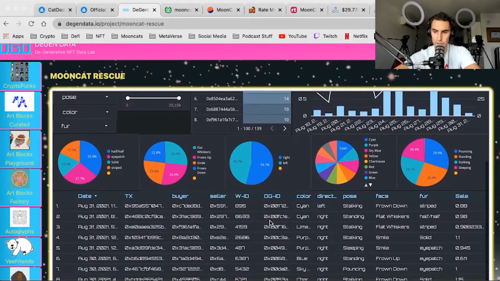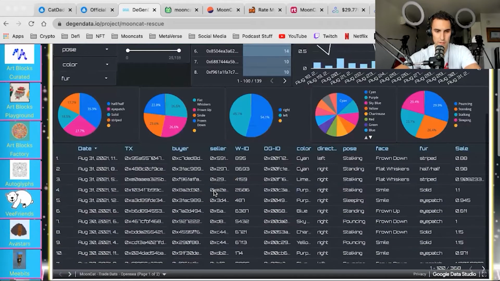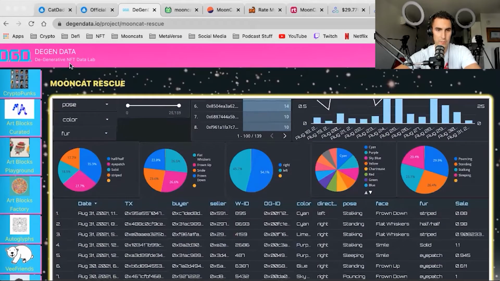Here it also shows the sales that have been happening. And I believe on here you can actually switch between the wrapped and the acclimated. So Degen Data, pretty good tool.